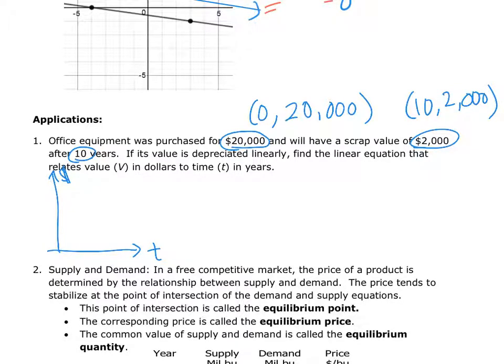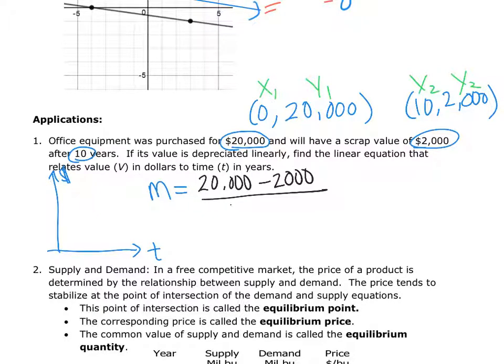So let's find the slope, m. M is going to be equal to, and I'm going to call this x1, y1, x2, y2. And so I have 20,000 minus 2,000 over 0 minus 10. And so the slope is going to end up being -1,800.